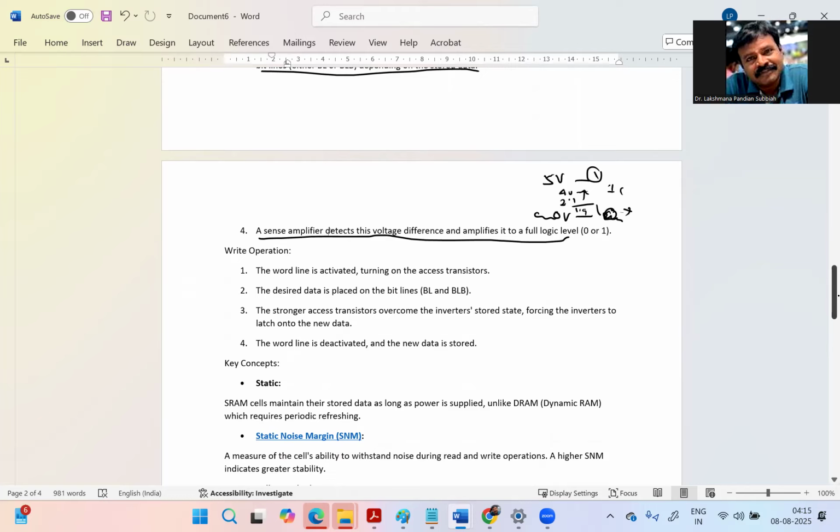So if the voltage is in this range, it is 1. If we are storing a voltage of 5 or 4, it shows the value 1, right? For writing, the desired data is placed on the bit line. The stronger access transistor overcomes the inverter's stored state, forcing the inverter to latch into the new data. So we are storing the data, right? The word line is deactivated and the new data is stored.